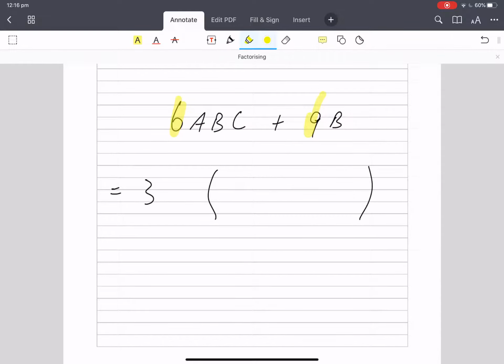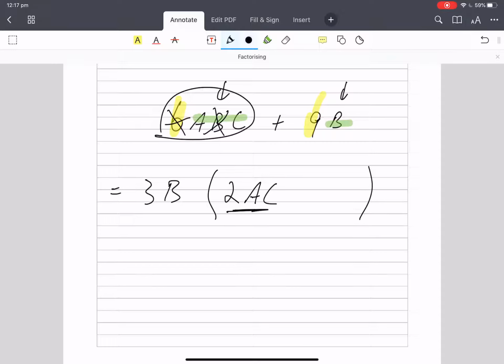Then we've got to look at the letters and go, what's common in the green highlight? So I reckon there's a B in both of them, so a B can come out. So to work out what this term is, I'm going to say that I've taken a 3 out of that and I've taken the B out of that, which leaves 2AC. Then there's a plus sign. I've taken a 3 out of the 9, which leaves my 3, and that B has gone, it's been taken out. I've got to take it out of that second term. So that is my answer.